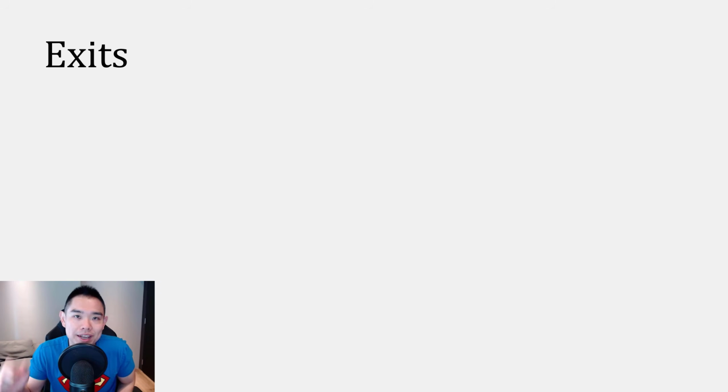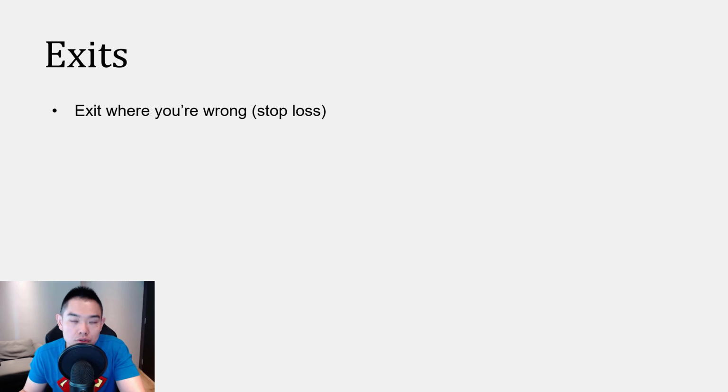Alright, so when it comes to exit, there are two questions we are trying to answer over here. First one is this: exit when you're wrong. So where do you exit your trade if you're wrong, otherwise known as a stop loss? When it comes to stop loss, I have a very simple principle. Your stop loss must be at a location where if the price reaches it, it will invalidate your entire trading setup, your entire trading idea.